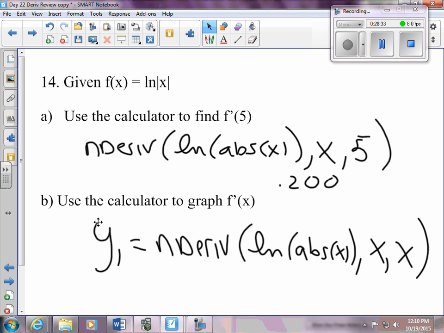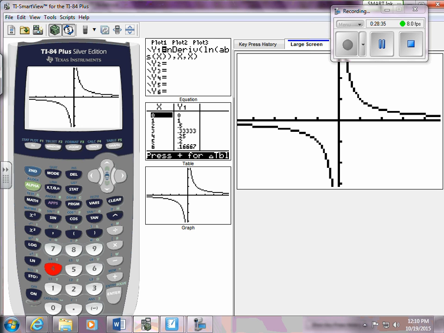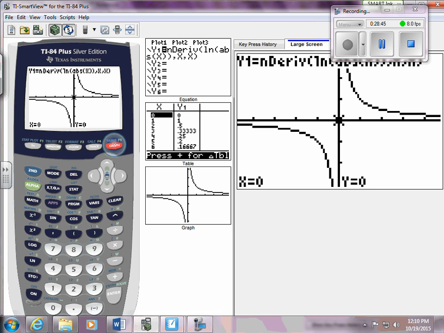This is what it should look like when you graph it. I picked a zoom decimal because I love it. Zoom decimal just means that when you hit trace, you see how the x's go up by 0.1 every time? They're not crazy weird numbers. The x values go up, so it's nice.